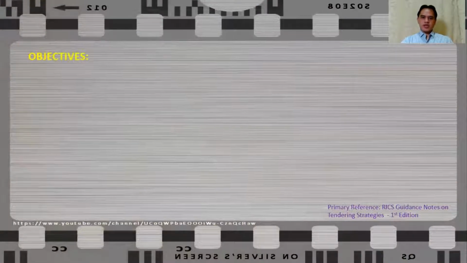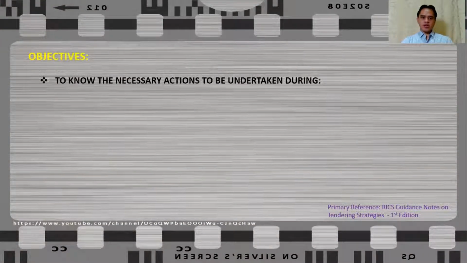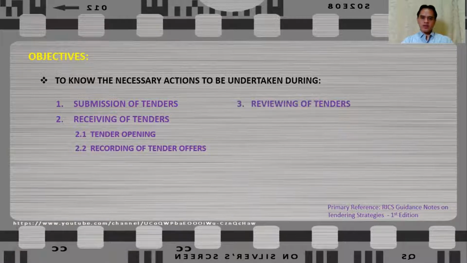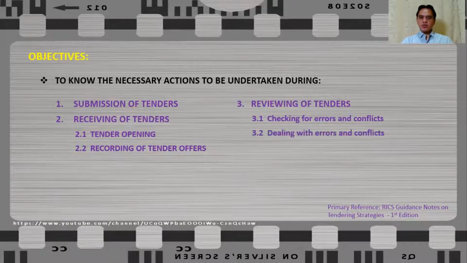Our objective for this discussion is to know the necessary actions to be undertaken during the submission of tenders and the receiving of tender offers. So what will be the proper way to open the tender and to record the tender that you have received? Also, we will talk about the reviewing of tenders. You have to check for the errors and conflicts, and what will you do when you find out that there are some errors or conflicts.